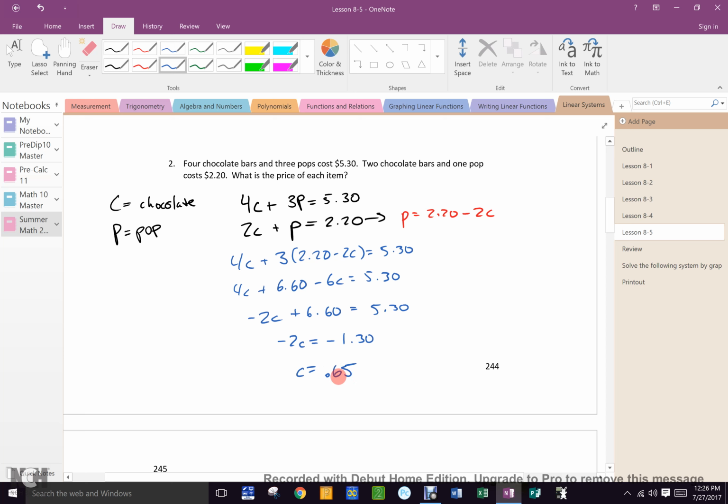How much is a chocolate bar? 65 cents. And then I use that to find what? How much is a pop? Which equation should I use? Equation 1 or equation 2?